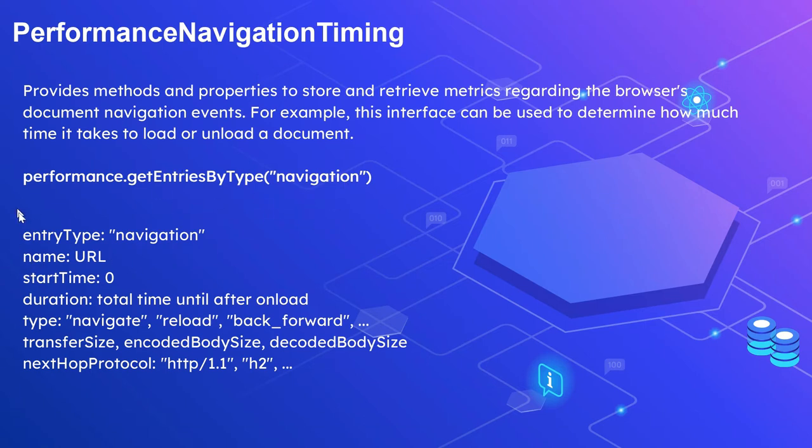So some of the attributes are entry type navigation, then name, which will have the actual resource URL, then start time, then duration, type, which can be navigate, reload, back forward, then transfer size, encoded body size, decoded body size, then next hop protocol, which can be HTTP 1.1 or H2, and also other attributes.